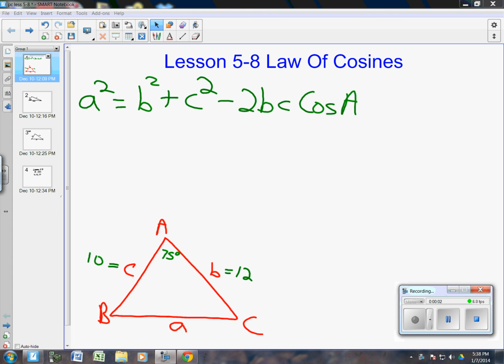Everyone. Today we're going to learn about the law of cosines. It's lesson 5-8 in that pre-calculus book.